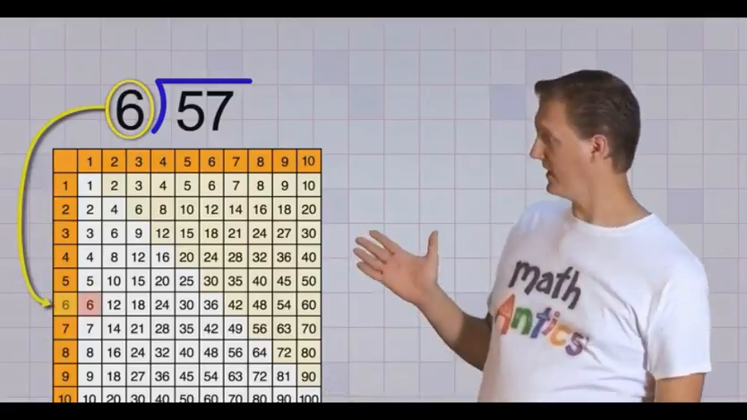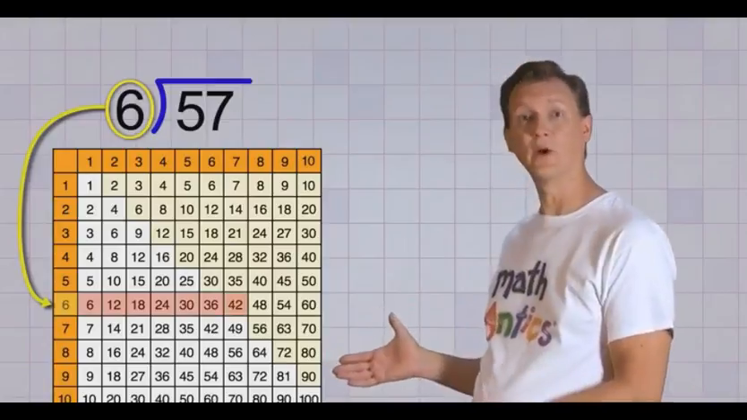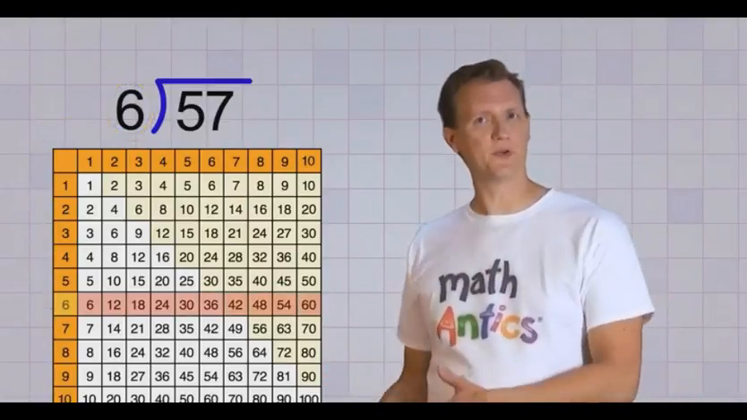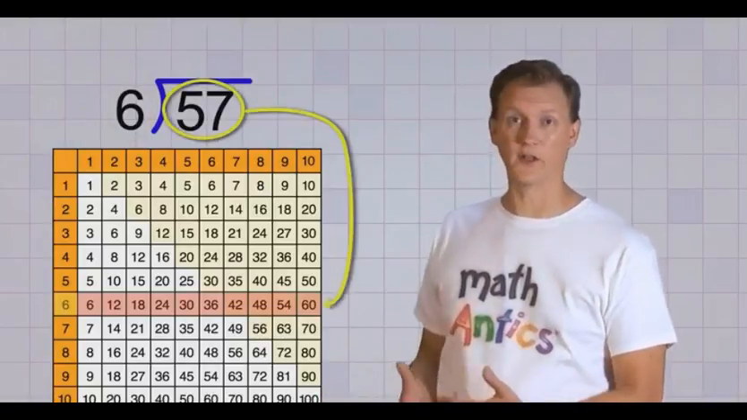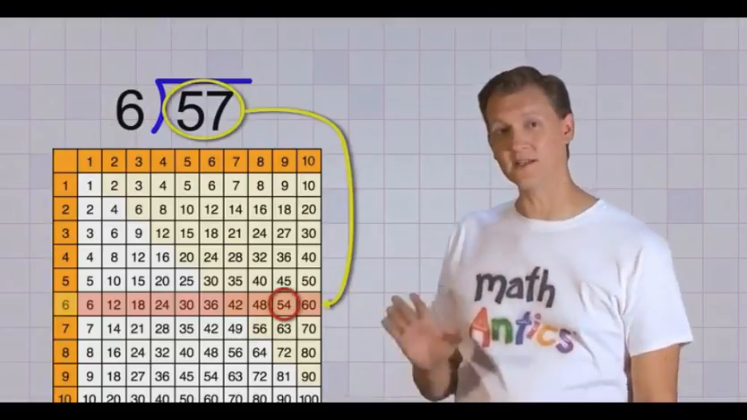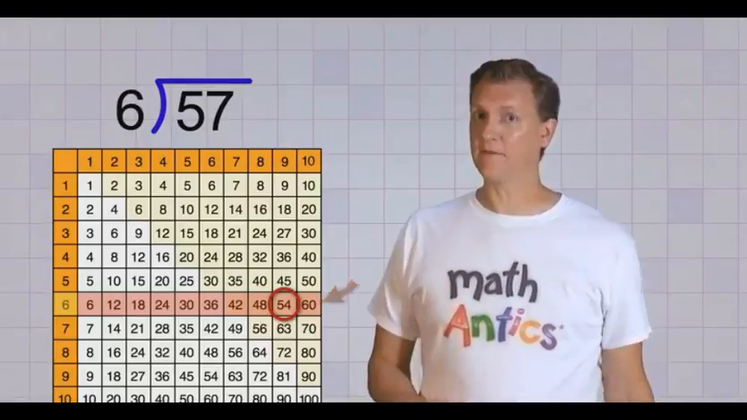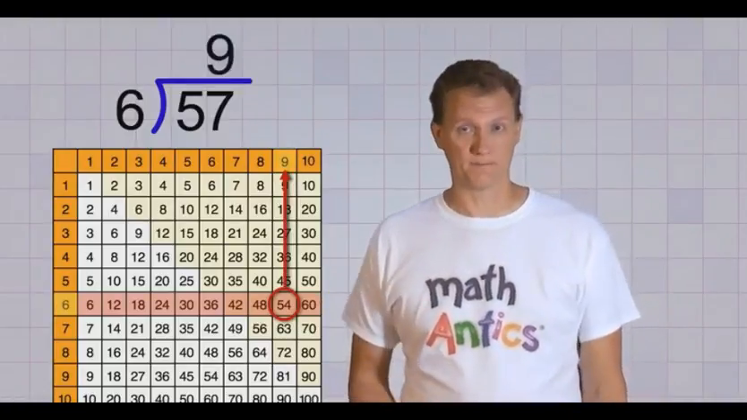Here they are: 6, 12, 18, 24, 30, 36, 42, 48, 54, and 60. We need the multiple that's 57, or almost 57. And since 57 is not on the list, it looks like 54 is the next closest thing, without being too big like 60. And to get 54, we need to have 9 6s. So we'll choose 9 as our answer.